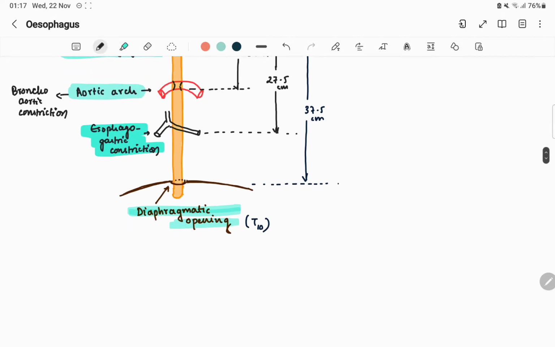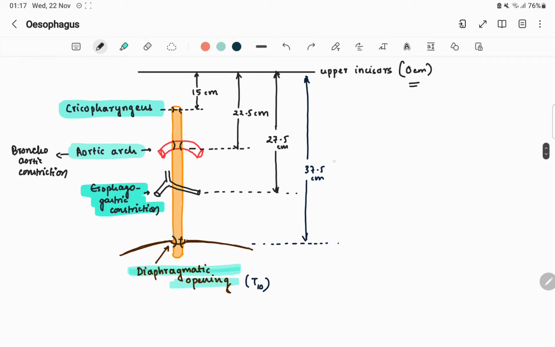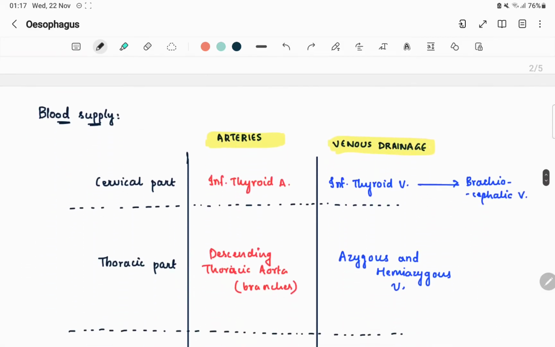Then afterwards we have the diaphragmatic opening and the diaphragmatic constriction at the T10 level, and the length is 37.5 cm. So the esophagus is about 10 cm here and about 5 cm there, and you can calculate this using subtraction.